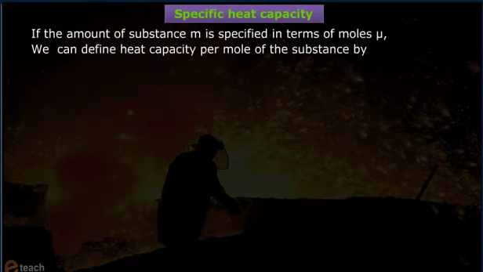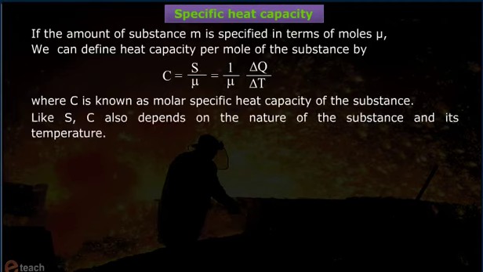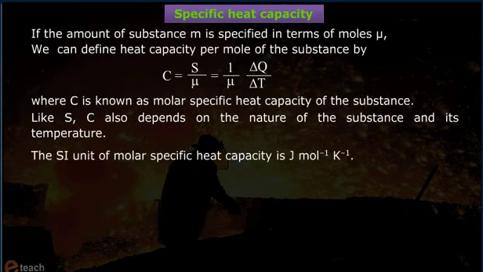If the amount of substance is specified in terms of moles mu, we can define heat capacity per mole of the substance by C equals S by mu equals delta Q by mu delta T, where C is known as the molar specific heat capacity of the substance. Like s, C also depends on the nature of the substance and its temperature. The SI unit of molar specific heat capacity is joule per mole kelvin.